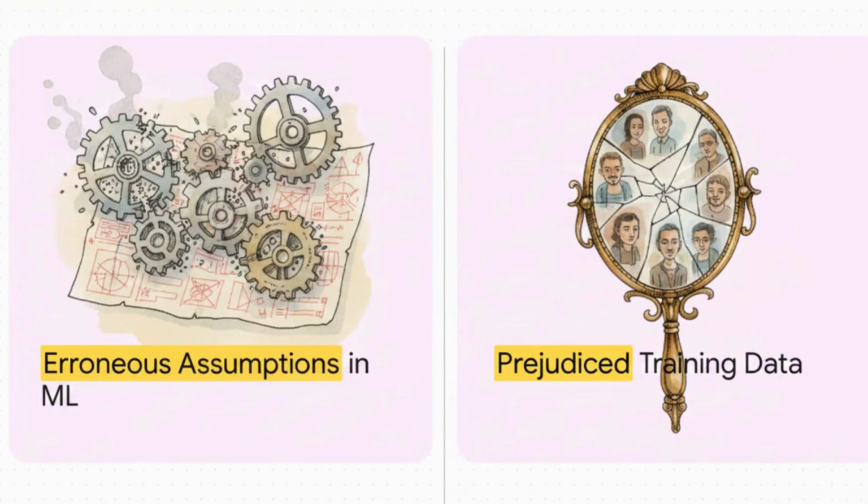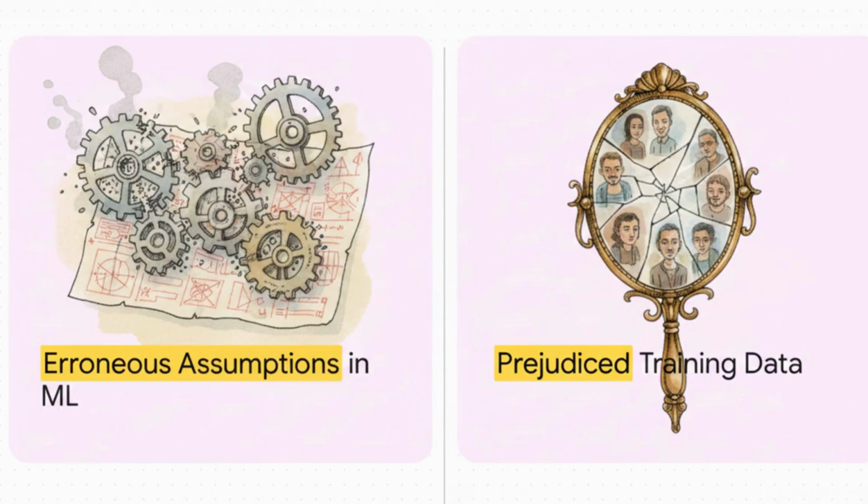Okay, let's dive into this. How exactly does the systematic prejudice get built into the machine? Our source material boils it down to two distinct root causes. On one side, you've got erroneous assumptions in the machine learning process itself. This happens when the logic, the rules, or the parameters that developers set up for the algorithm are just flawed right from the start. On the flip side, we have prejudiced training data.